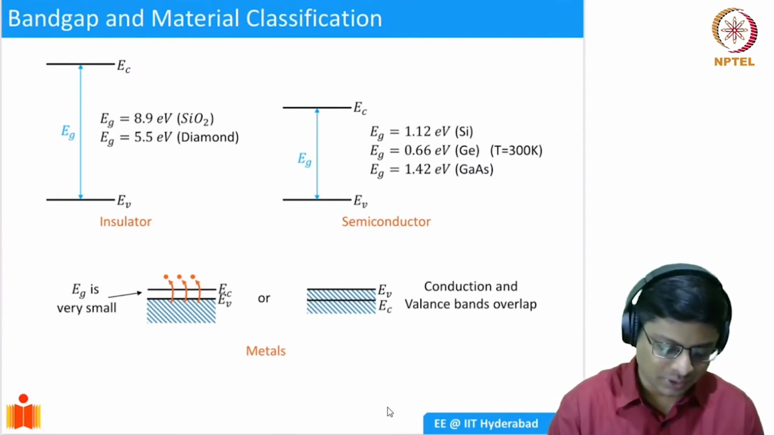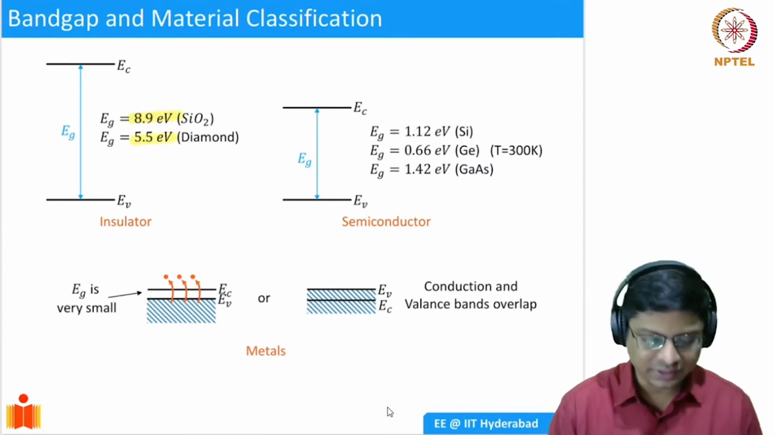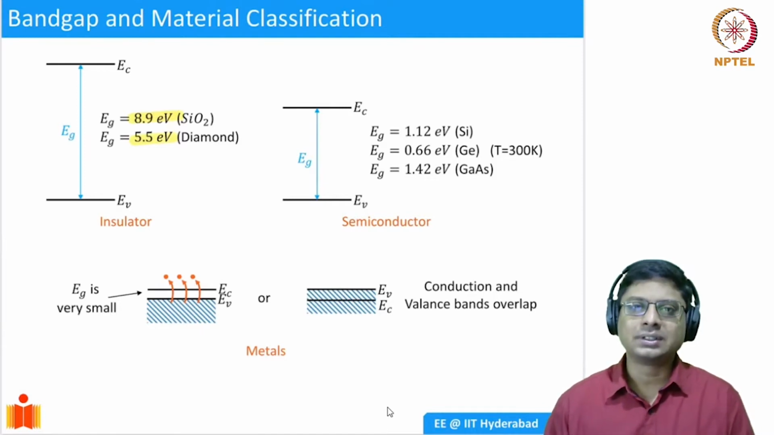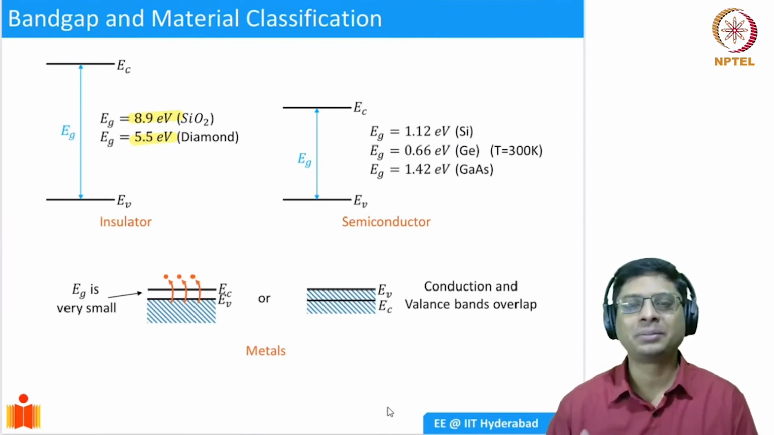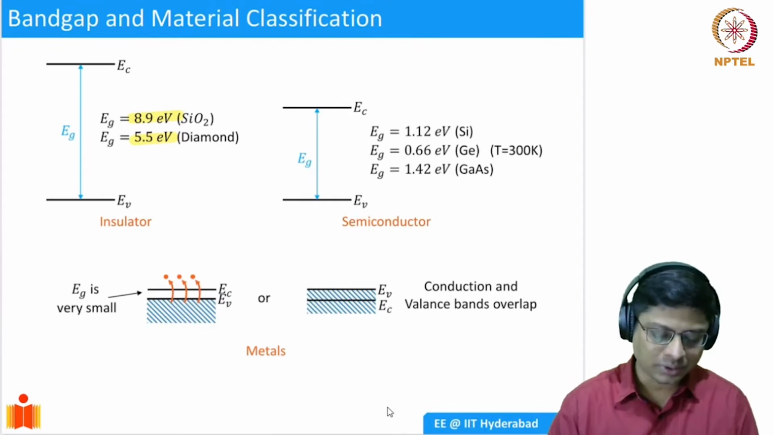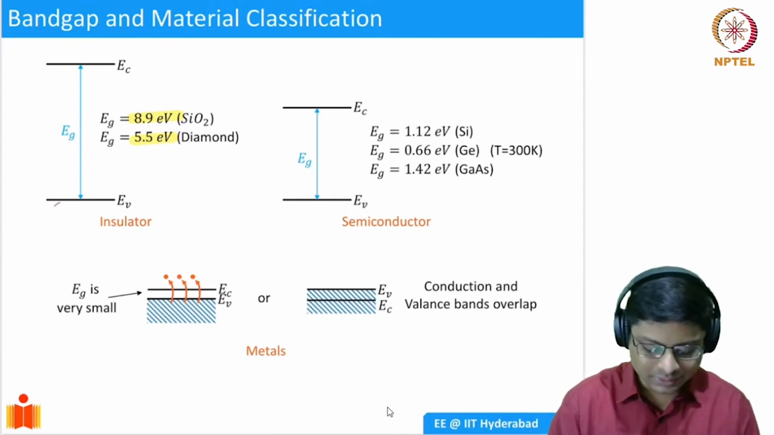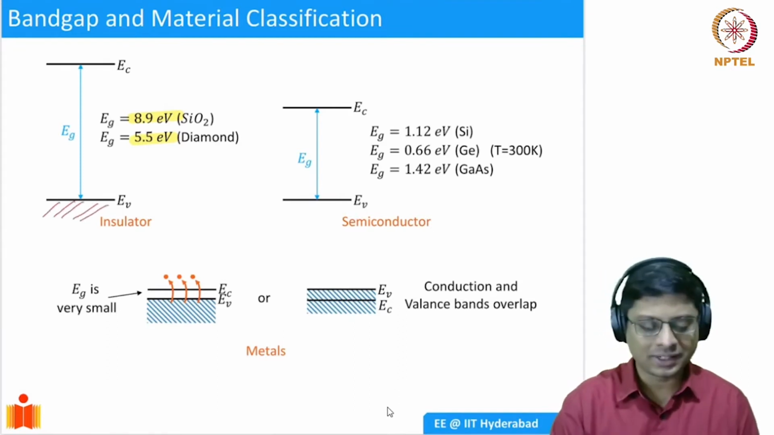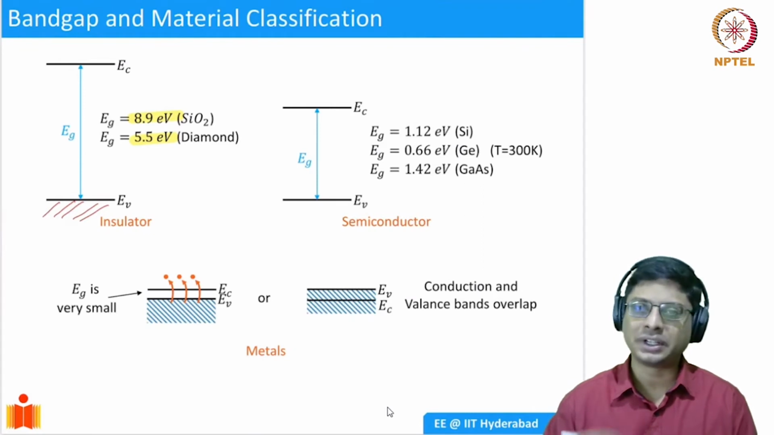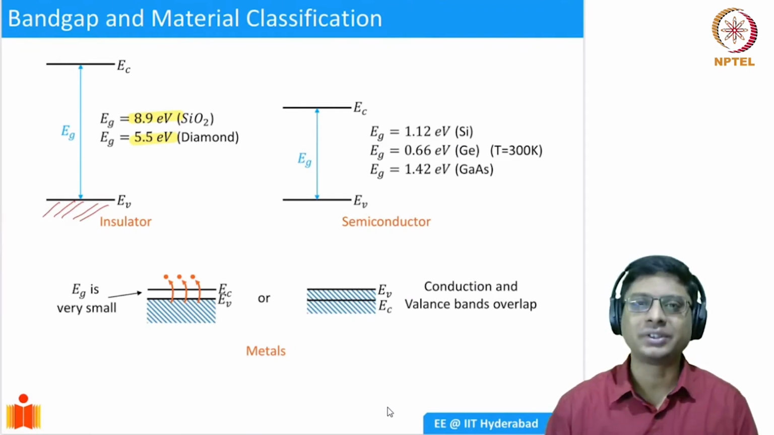The band gaps are shown in the figure here. This is about 9 eV for glass and 5.5 eV for diamond. When you have these large band gaps, we already saw the difficulty in producing electron hole pairs. Depending on the elements in the periodic table, the valence band will be full and the conduction band will be empty. There is no possibility of generating electron hole pairs, so they cannot conduct. The larger the band gap, the better insulator it is.